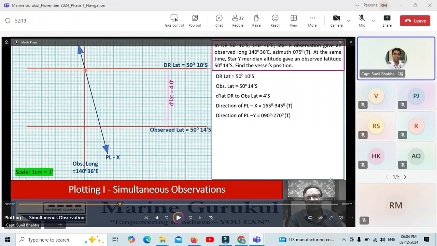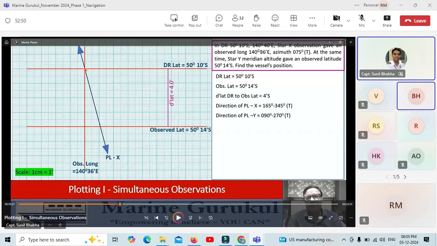So this observed long will be on the left, east, and on the right it will be made, right? You mean to say the DR longitude and observed long? Observed long will be on the right of this thing. No, it's fine, right now there is only one longitude. Okay. Sir, I was confused. Okay. Actually, we do not need the DR longitude in this plot. So because we will not require it, that's why it is not made.